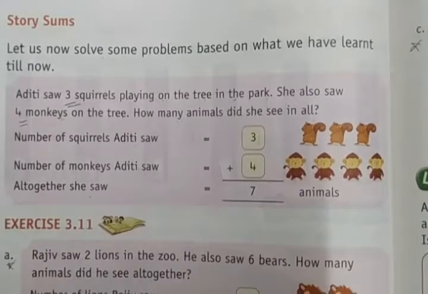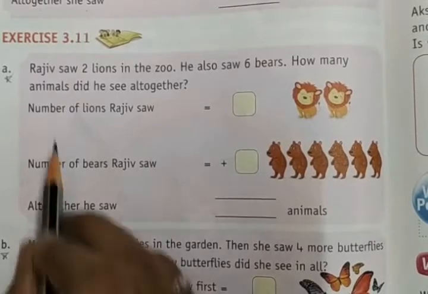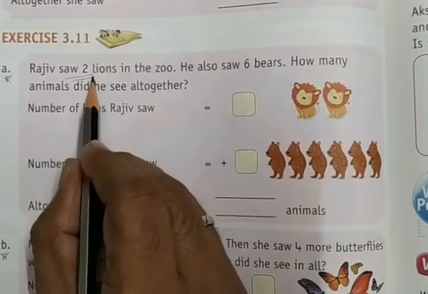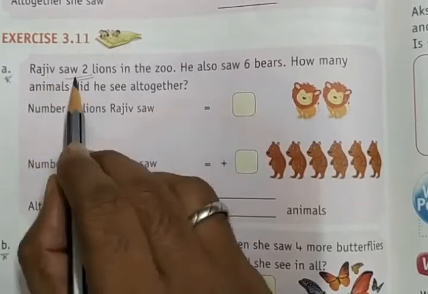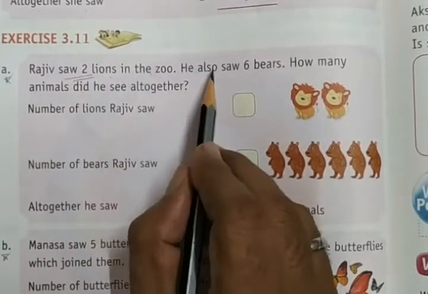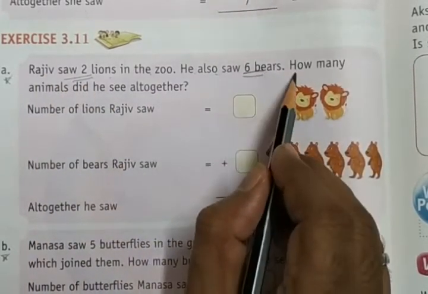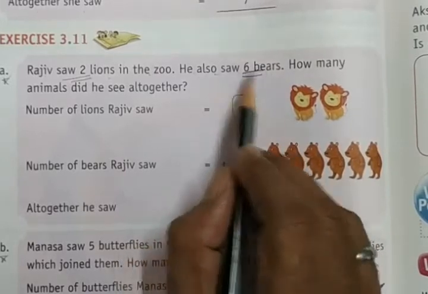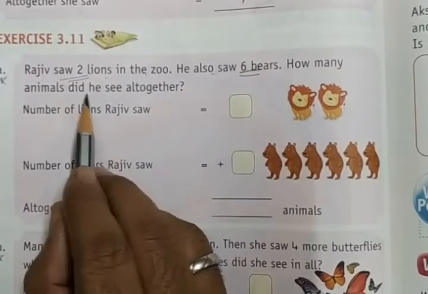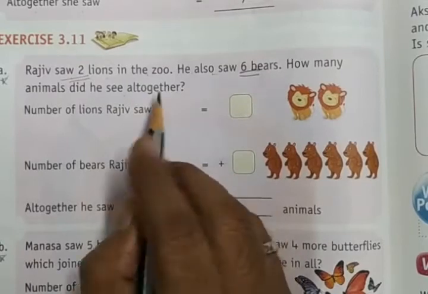So like this, story sums are there. We must read and understand the statements. Then only we will be able to solve this. Rajiv saw 2 lions in the zoo. He also saw 6 bears. How many animals did he see altogether?